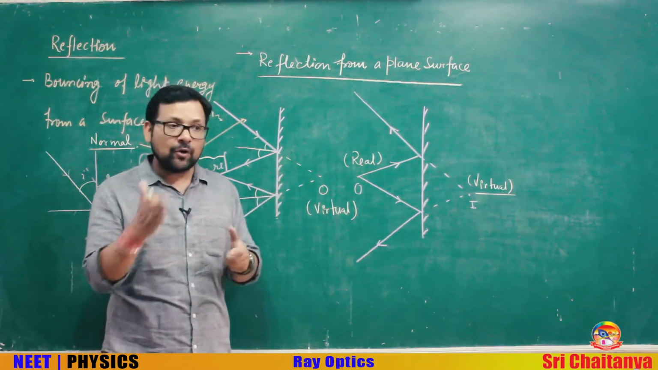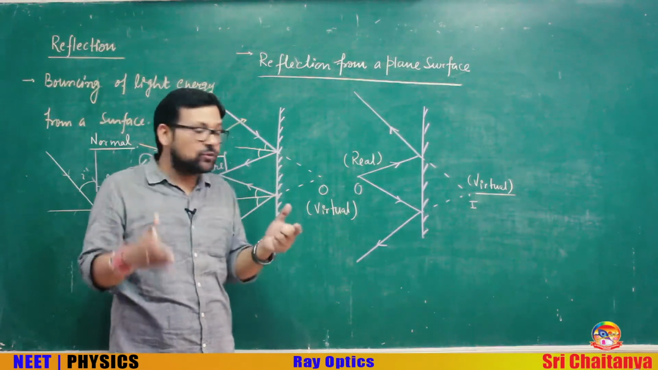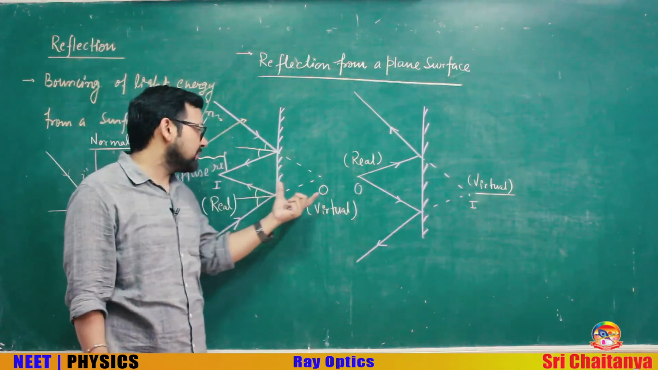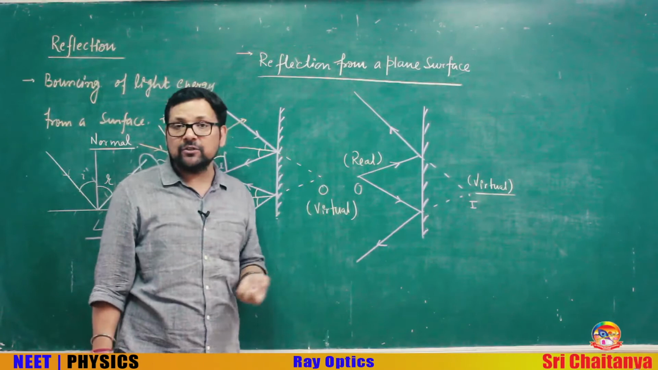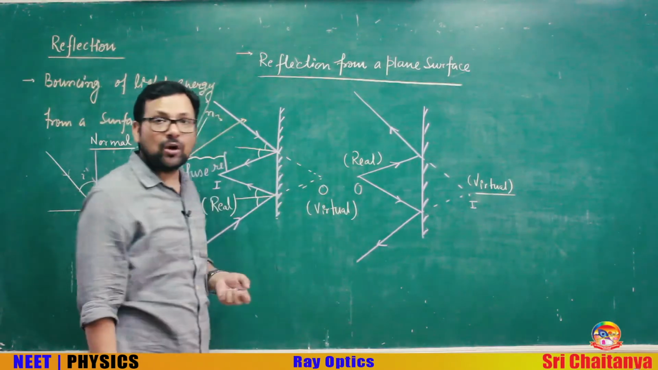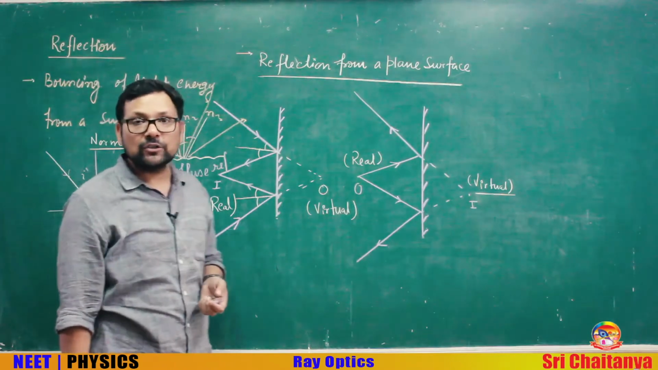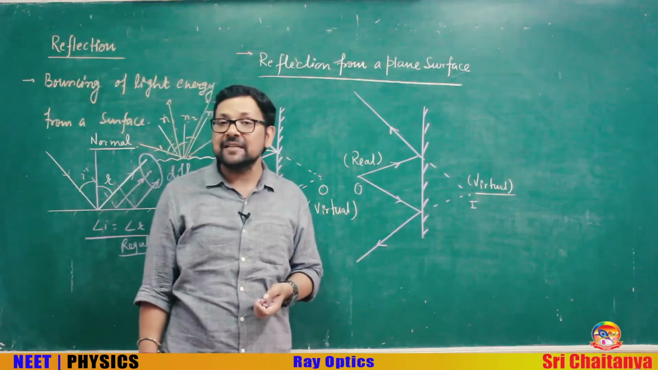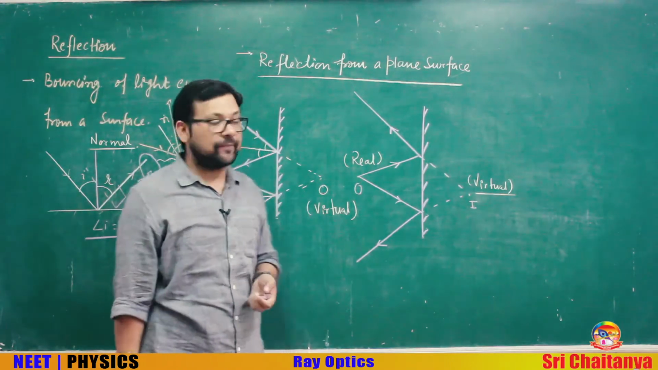But in a plane mirror, object and image distances are equal. So if there is an image here, there must be an object here. But actually there is no object; we are just apparently meeting these lines. So this is called a virtual object. For a virtual object, rays are incident on the plane mirror from infinity.